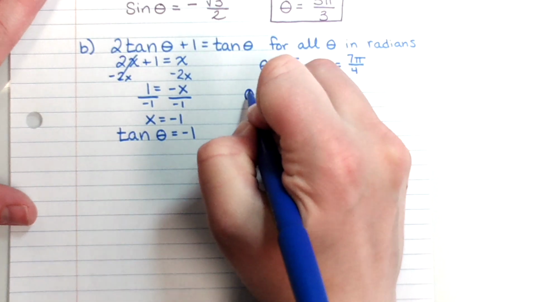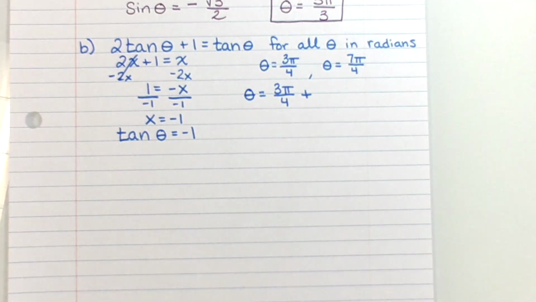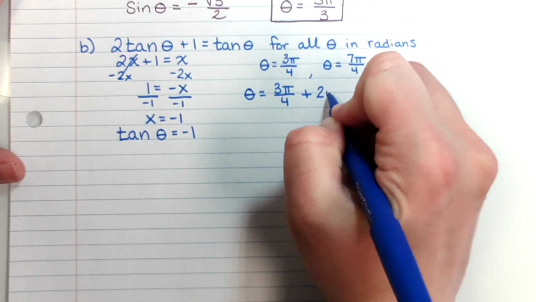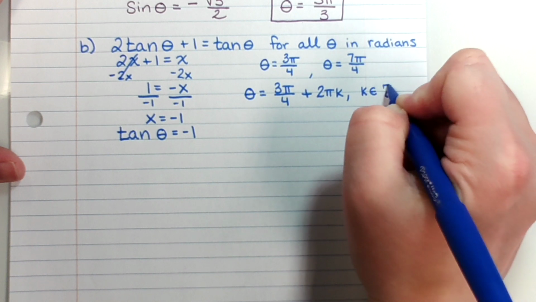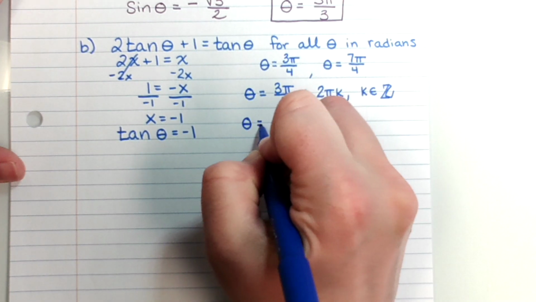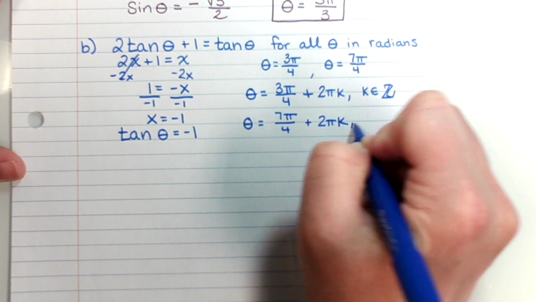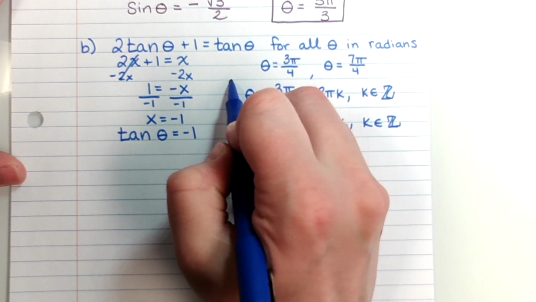To get all theta, I take my answers and I add, remembering how far apart are answers always? A full circle. Regardless of which trig ratio it is, you can always use a full circle. What's a full circle in radians? 2 pi k, where k is an integer. Theta equals 7 pi over 4 plus 2 pi k is my other answer, where k is an integer. Yes, you must tell me k is an integer every time.